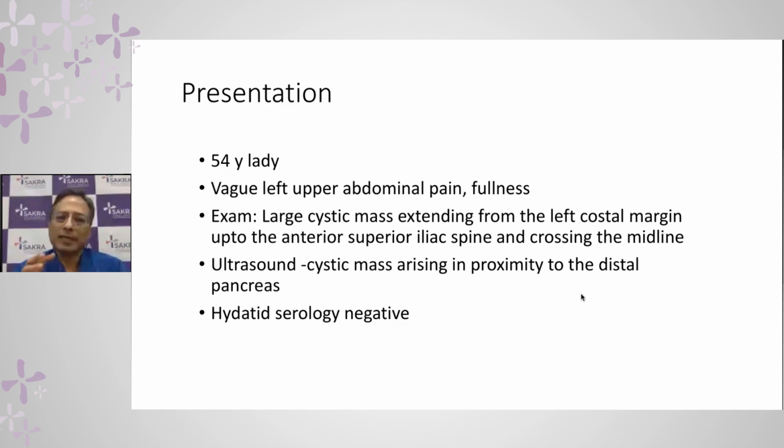Ultrasound showed a cystic mass in relation to the pancreas. We thought there was a large cystic tumor, an intra-abdominal cystic lesion. A hydatid serology was done first, which was negative. This was the CT scan. I want you to orient.